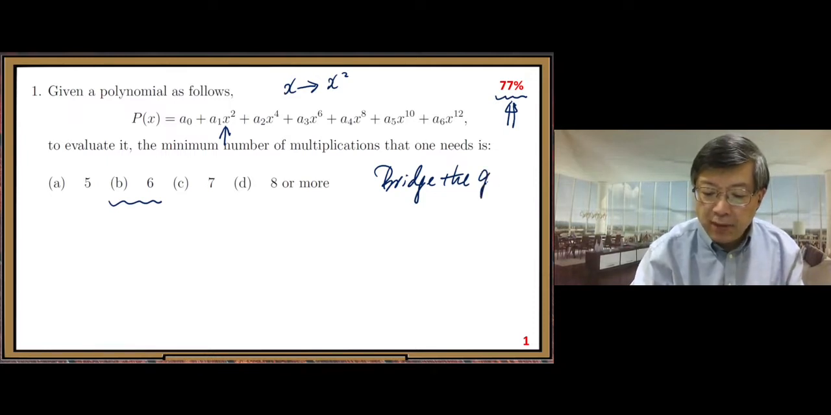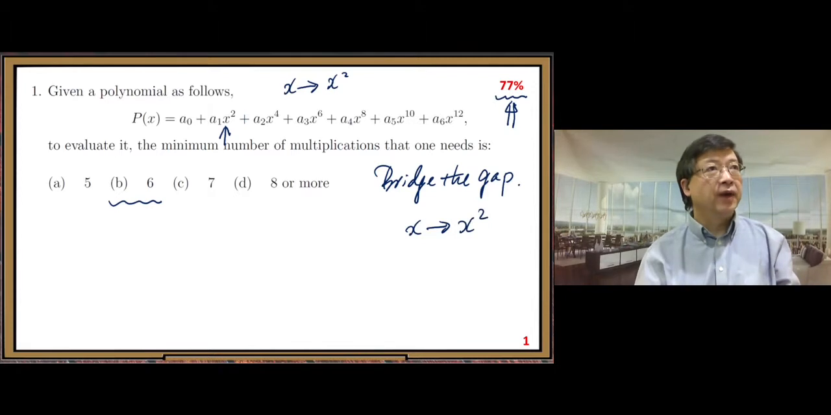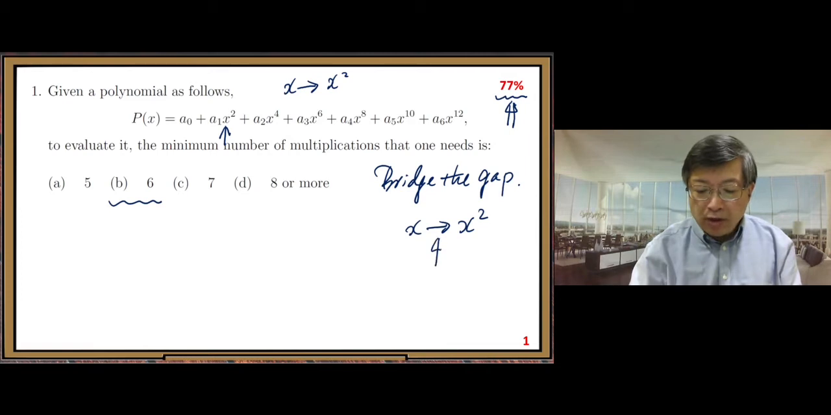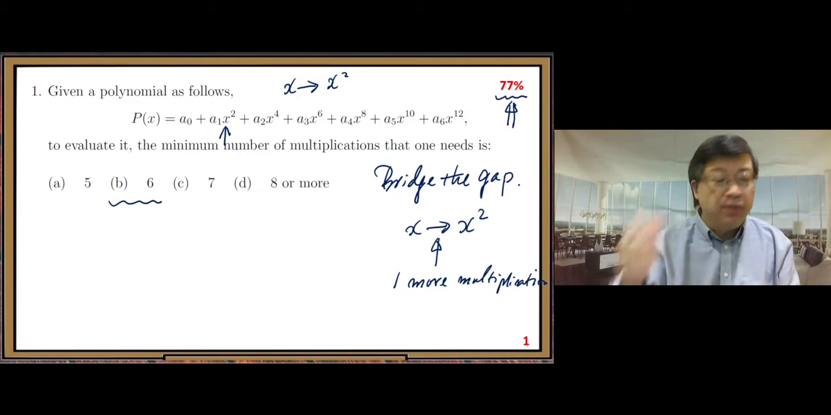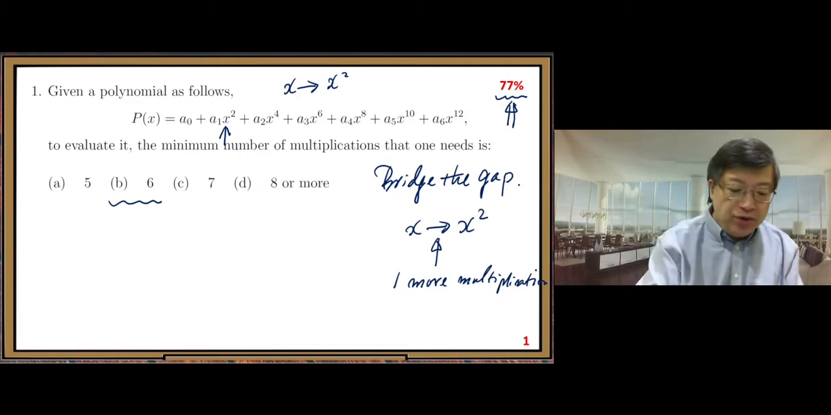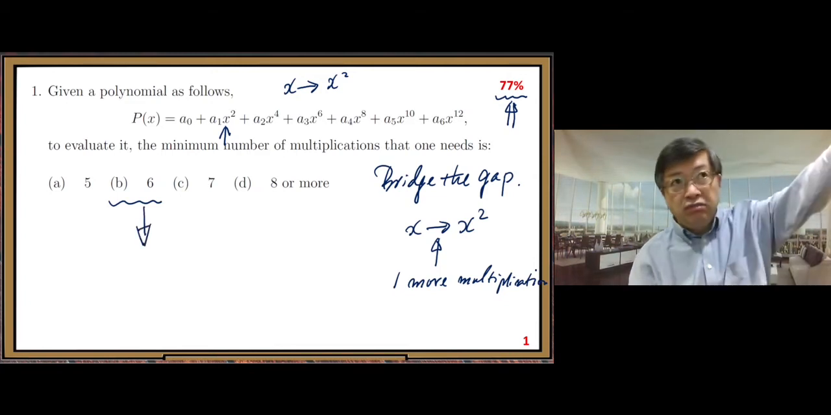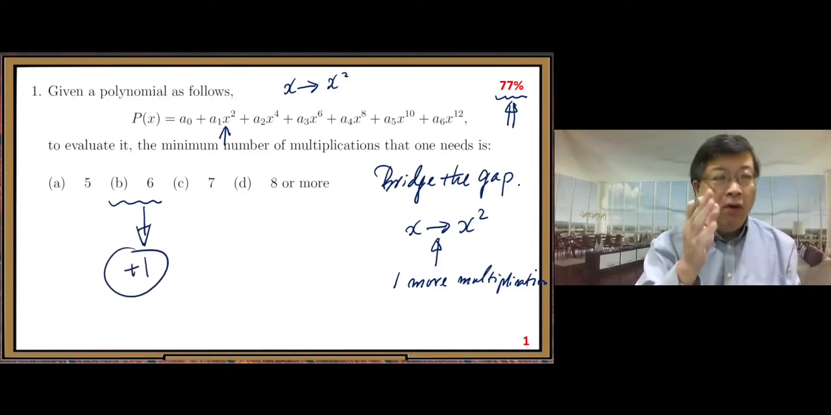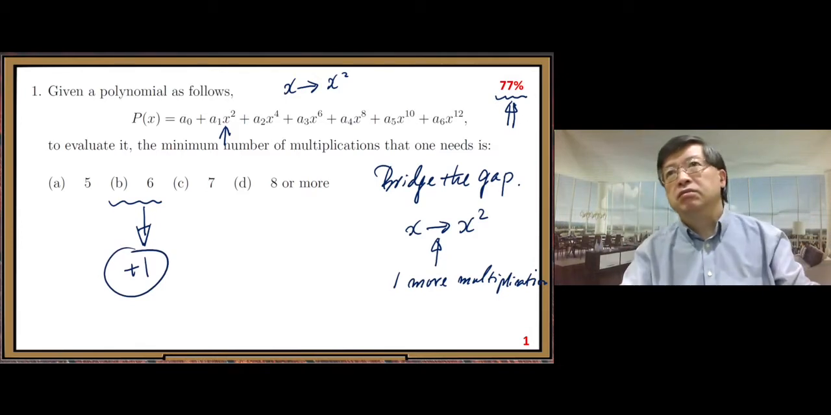So here, there is a gap, right? There is that square gap between x and x squared. So how do you bridge that gap? One more multiplication, right? That's the way we bridge the gap. So your 6 multiplications from our original question, but you need to add that one more, and you get the answer.